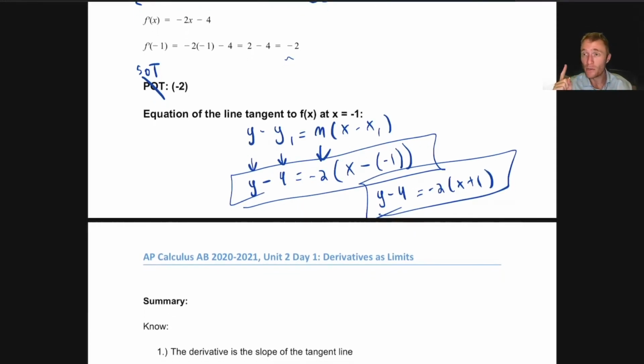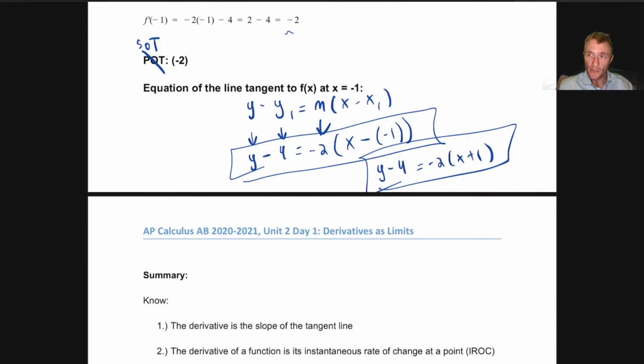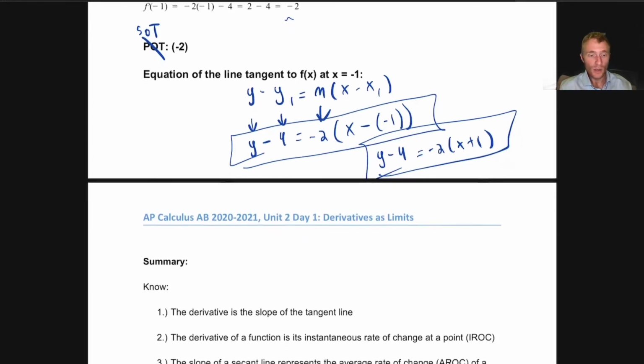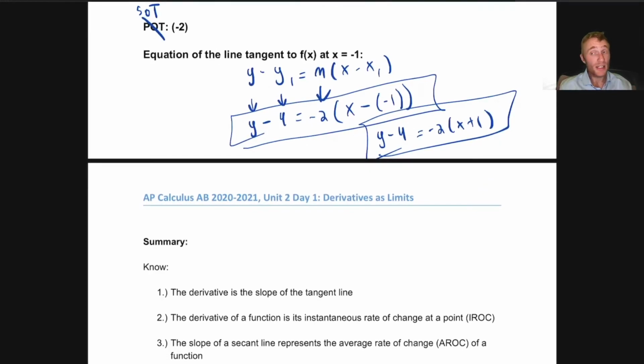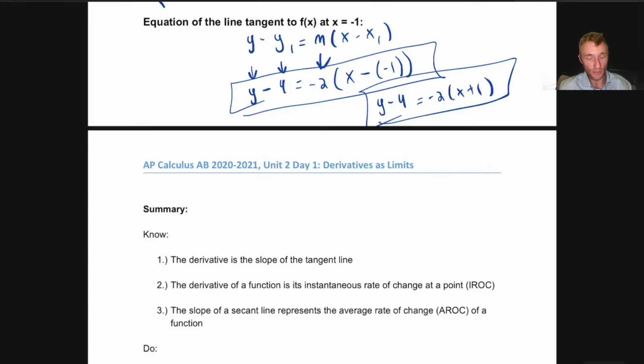Number one, you got to know the derivative is the slope of the tangent line. Most important sentence in all of calculus. If you remember one thing 10 years from now, you're going to remember that the derivative is the slope of the tangent line. Number two, saying it's the slope of the tangent line is saying it's change in an instant. It's the instantaneous rate of change, the IROC. Number three, the slope of a secant line is an algebra 2 problem. It's the average rate of change, change in y over change in x. Easy, right? Not calculus.